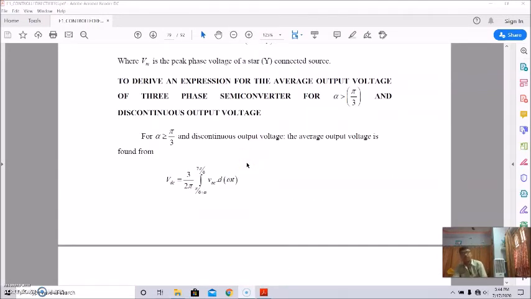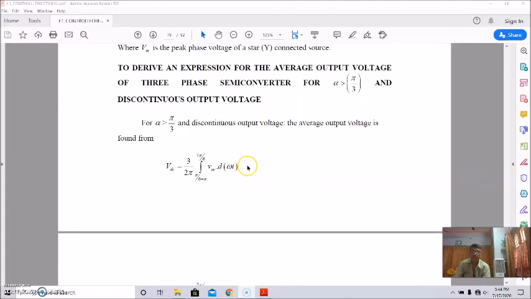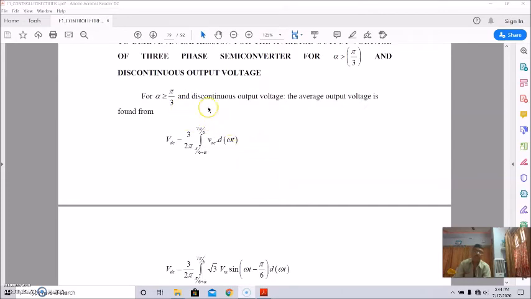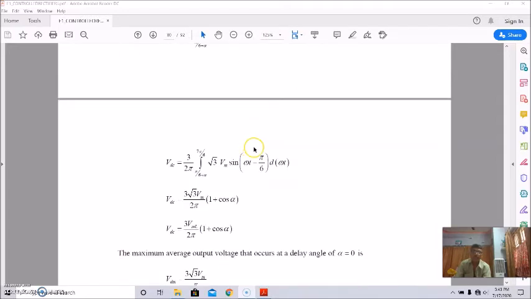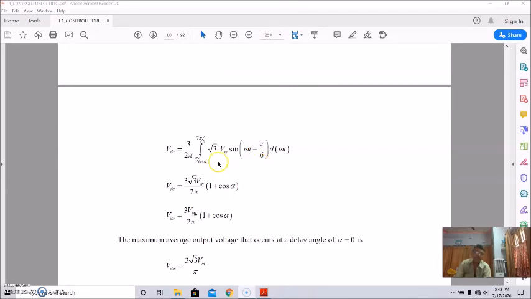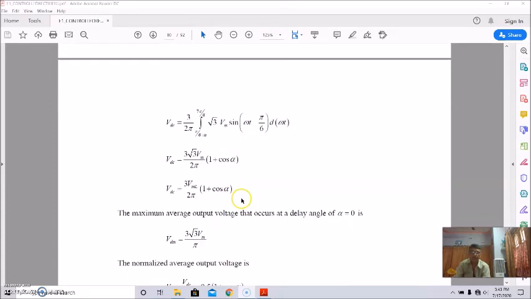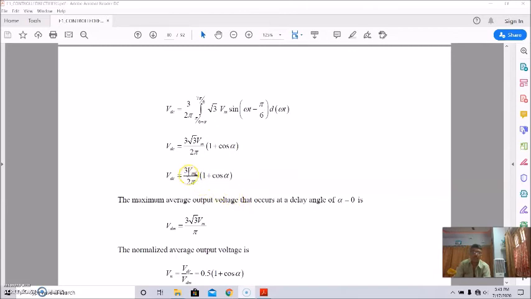And we can find out the expression for the average output voltage for the three-phase semiconverter for alpha greater than or equal to pi by 3 and discontinuous output voltage. The average output voltage is VDC equal to 3 by 2 pi, integration from pi by 6 plus alpha to 7 pi by 6 of VDC d omega t. If you integrate and put the limits here, you will get VDC equal to 3 root 3 Vm by 2 pi into 1 plus cos alpha, or VDC equal to 3 Vml by 2 pi into 1 plus cos alpha.